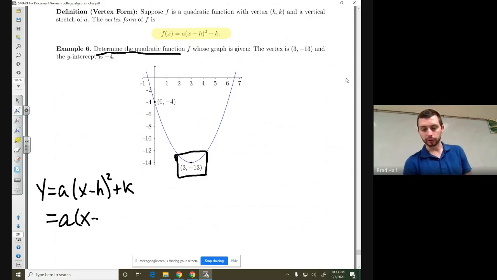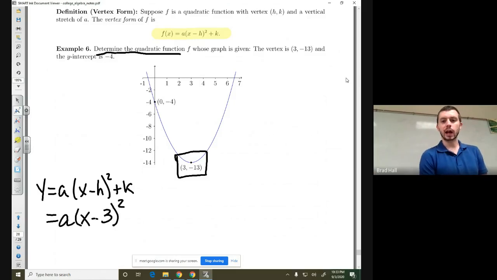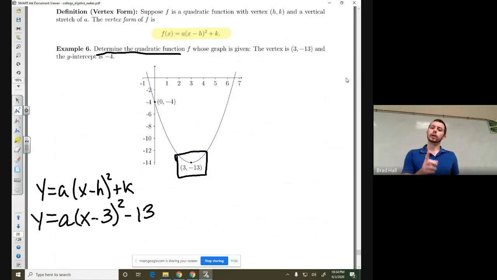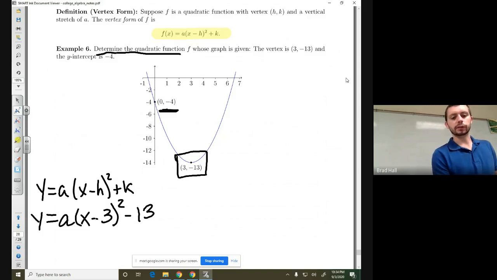So what's the x-coordinate of the vertex? It's positive 3. There already happened to be a negative sign in the formula, so we have to leave the negative sign. And then plus k, what's k? It's negative 13. So that's why I'm making this minus 13 or negative 13. And you might notice we are not done yet because we have to figure out a. So there's that value a over there. We don't know it, and we can figure it out. That's why in this problem, they give us this point over here.